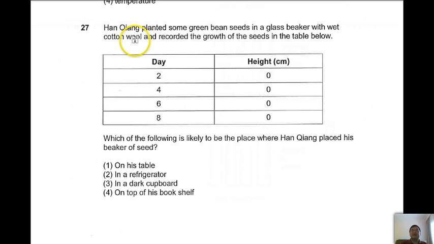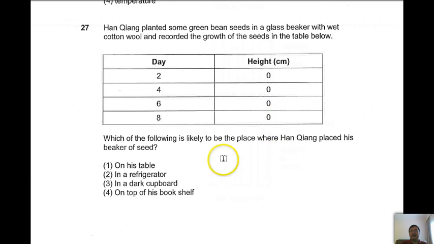Hang Xiang planted some green bean seeds in a glass beaker with wet cotton wool, and recorded the growth of the seed in the table below. Glass beaker means it allows light to pass through, and wet cotton wool has water. Then he recorded the height. Over here, after many days, there is no growth.